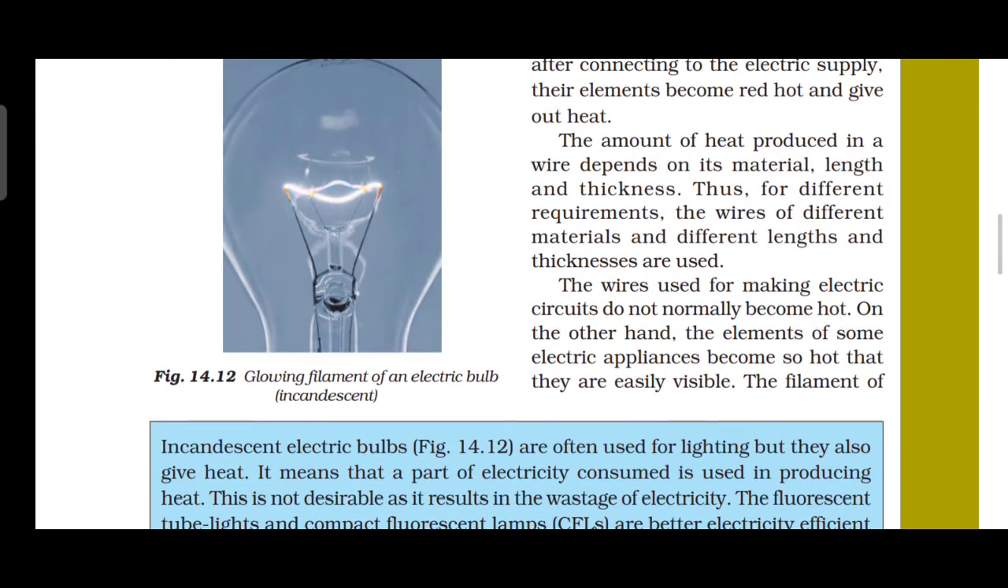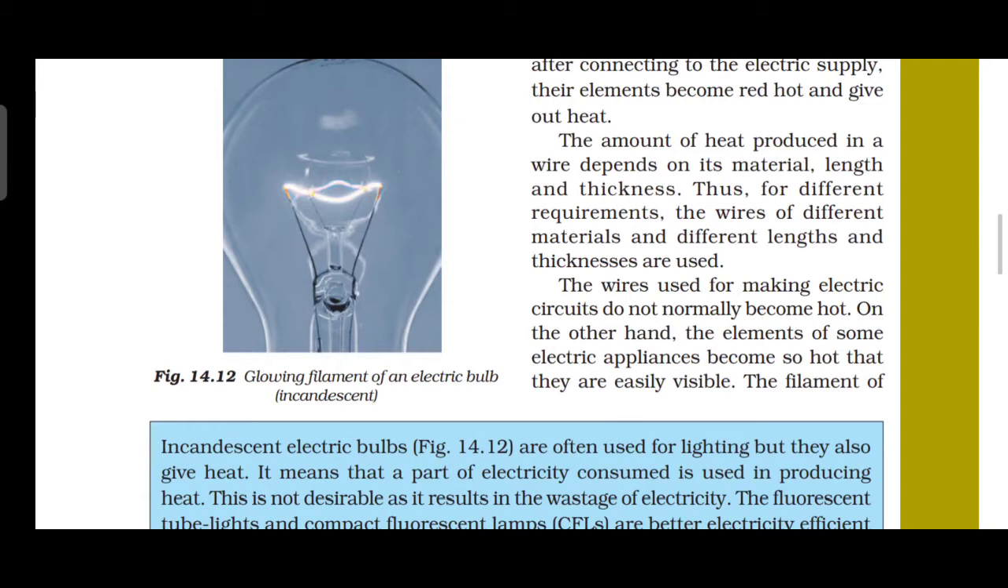The amount of heat produced in the wire depends on its material and also its length and thickness. Thus, for different requirements, wires of different materials and different lengths and thicknesses are used. The amount of heat produced is based on what? Material, length and thickness.